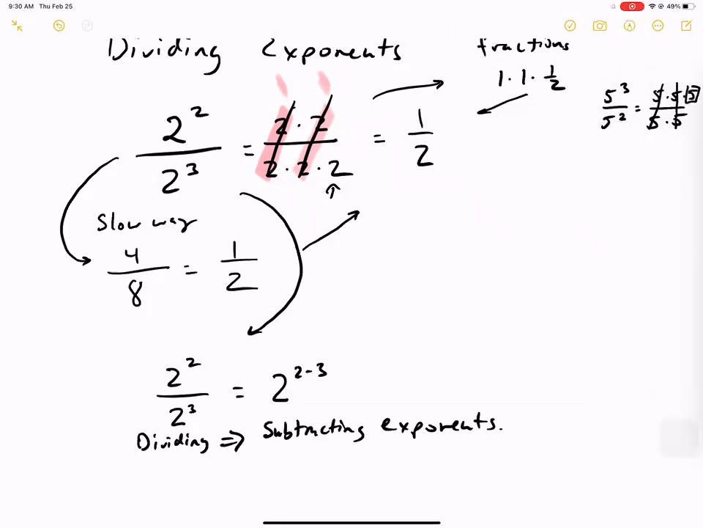How do we come up with that? Well, didn't we say multiplying means adding? Didn't we say 2 squared times 2 cubed, if we're multiplying powers, we are adding exponents. So if multiplying is adding, then dividing must be subtracting. And that's actually true here. If I'm multiplying powers, we add exponents. If I'm dividing powers, we are subtracting exponents.